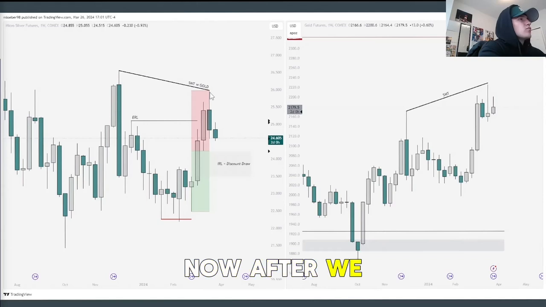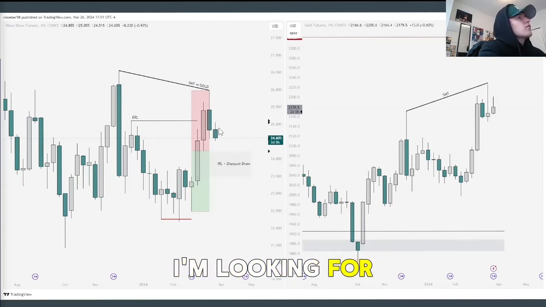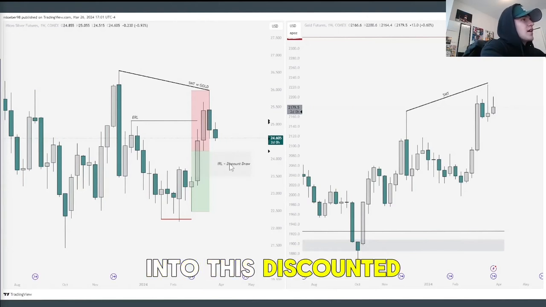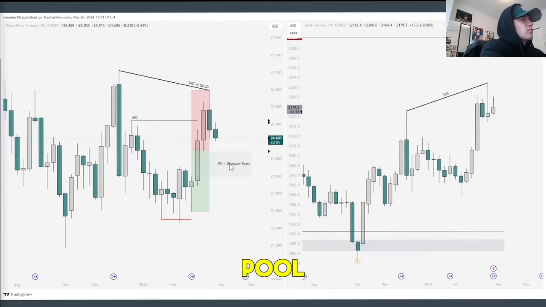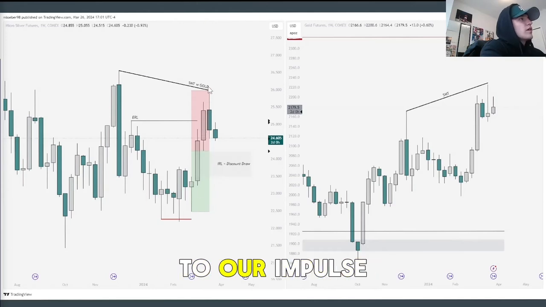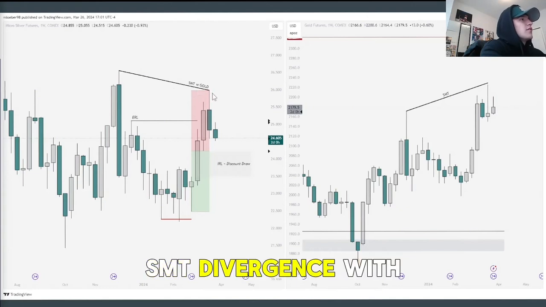Now, after we created that SMT, what am I looking for this weekly candle? I'm looking for an open, high, low, close draw into this discounted internal range liquidity pool. And this is our dealing range, our impulse low to our impulse high that took out the external range high and created that SMT divergence with gold.